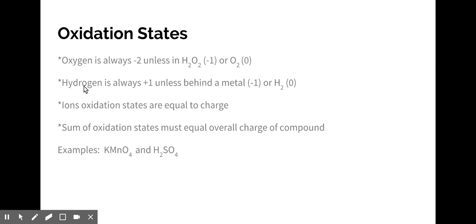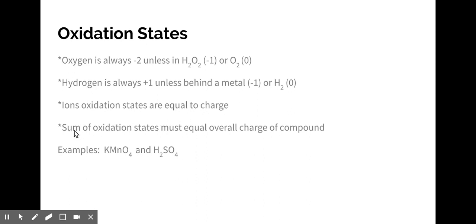Another rule to know is hydrogen is always +1 unless it's behind a metal. If it's on the back end of a metal, then it is -1, or if hydrogen is just by itself, its oxidation state is 0. Another thing to know is that ions have oxidation states that are equal to their charge. So if I had Fe3+, then my oxidation state would be 3+.